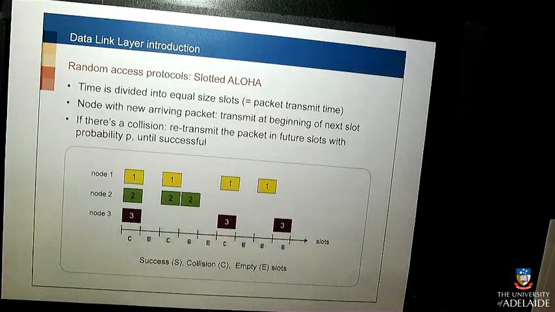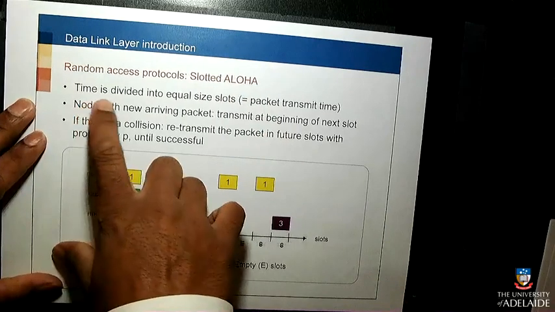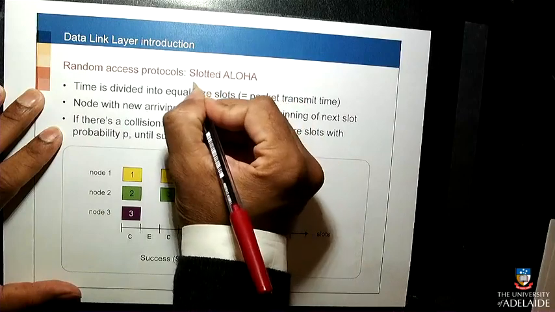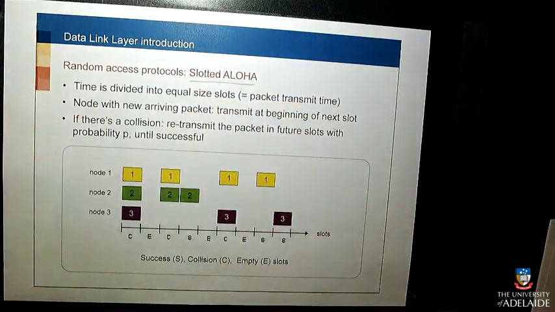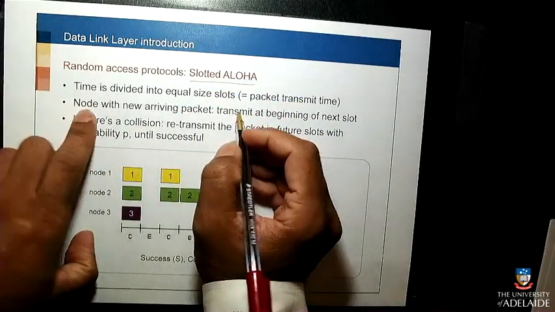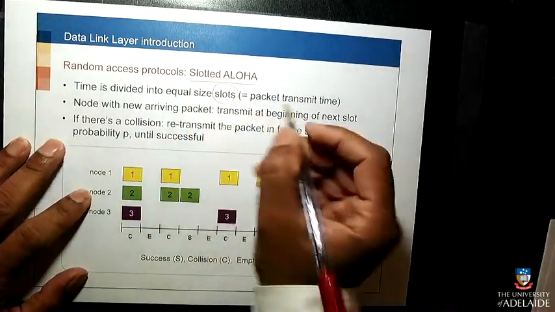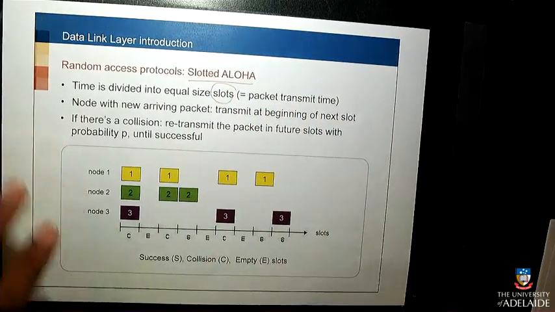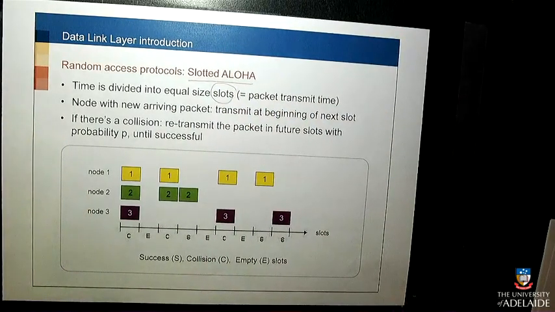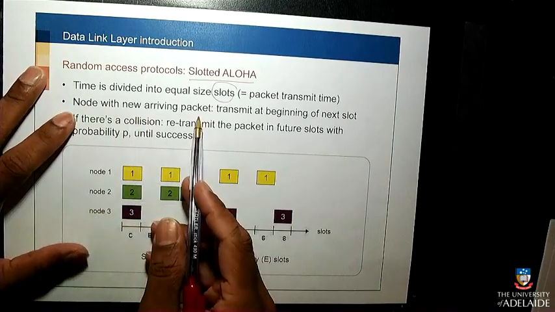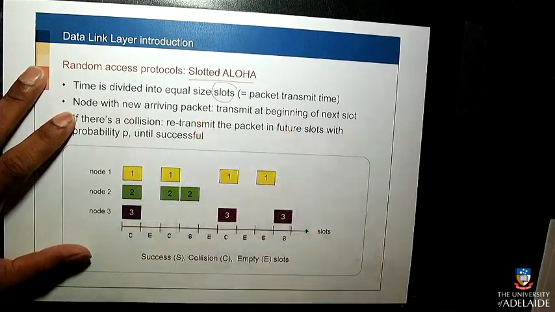So the idea with slotted aloha, pardon me. So there's two versions. The original one is aloha, but this is slotted aloha. The idea with slotted aloha is time is divided into equal size slots. So basically, a slot is packet transmit time, right? So I don't know, 1,500 bytes. How long does it take to transmit it down a 1 gigabit per second link? That becomes the size of a slot. Okay, and the idea is that a node with a new arriving packet transmits at the beginning of the next slot.